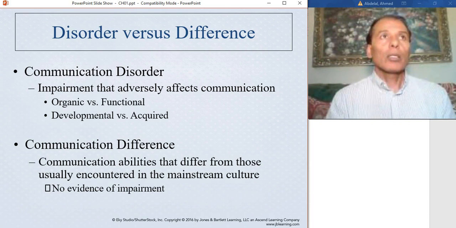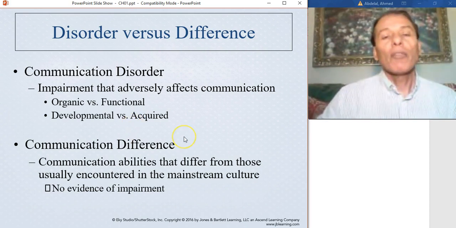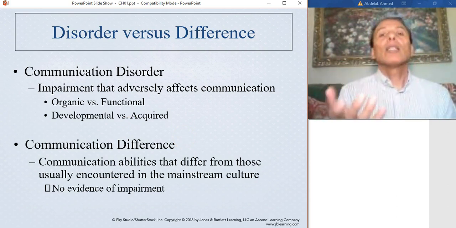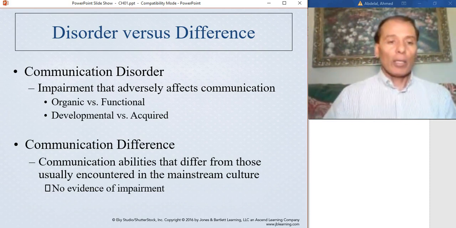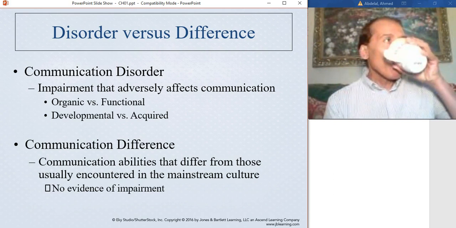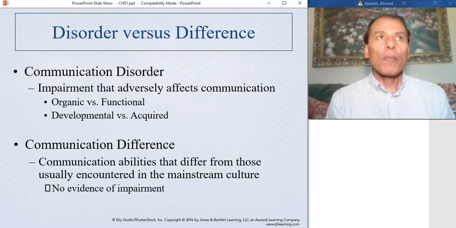And typically it is caused by something else, even though development is normal and things are going on okay. Like someone having a stroke, or a disease or something happens and it disrupts their ability to communicate. We also have a communication difference, and communication differences primarily have to do with people speaking another language or another dialect, for example.